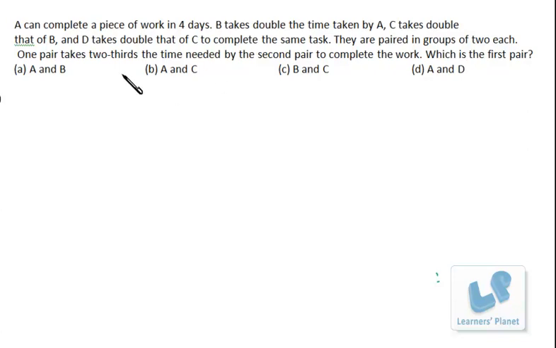One pair takes 2/3 the time needed by the second pair to complete the work, which is the first pair. One pair is taking 2/3 the time of the second pair. That means the efficiency of this pair is more than the other pair. Now here A, B, C and D. A is taking 4 days, that means B 8, C 16 and D 32.